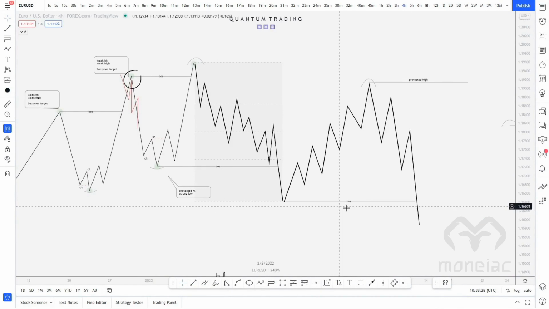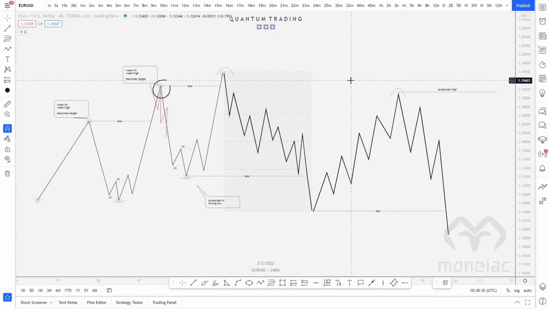So that's the theory behind weak and strong highs and lows. What we're going to do now is take it over to the charts and see and adapt it and apply it, and yeah, we'll take it over there.